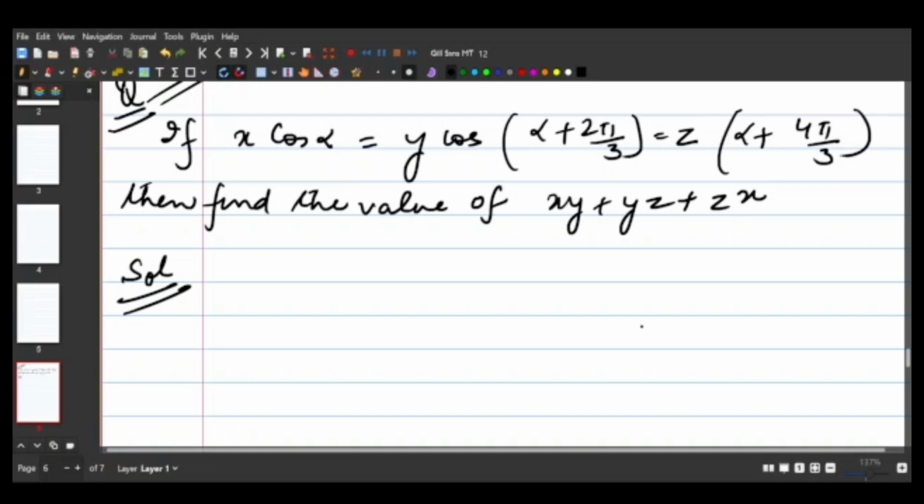We cannot do any question randomly. Maths is not like that, that anything can be done and we will get the answer. We have to proceed in a particular way so we can reach the proper answer. So here, if I need the value of xy plus yz plus zx, we have to think differently.